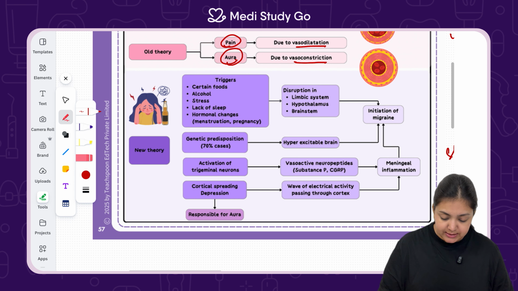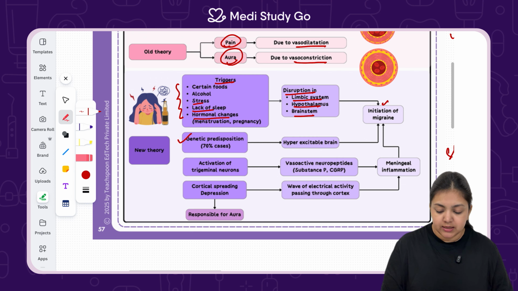So the current theory states that whatever triggers might be present, like these foods, alcohol, stress, lack of sleep, hormonal change, genetic predisposition, etc., these lead to a disturbance in the brain functions due to disturbance in limbic system, hypothalamus and brainstem. This causes an initiation of the migraine. Secondly, if there is genetic predisposition, such patients have hyperexcitable brain originally or genetically. This leads to initiation of migraine.